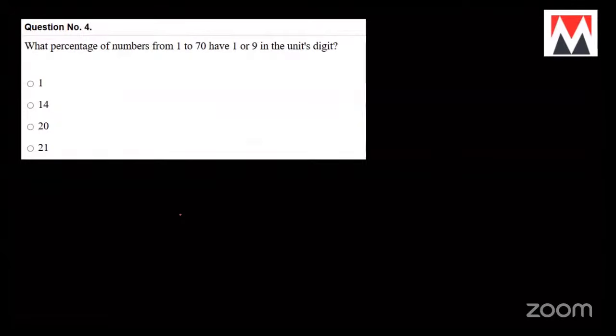What percentage of numbers from 1 to 70 have 1 or 9 in the units digit? So can anyone answer this? Please answer it in the chat once you have finished it.